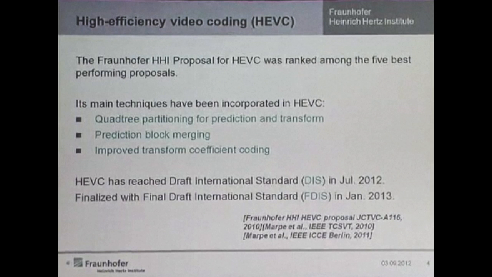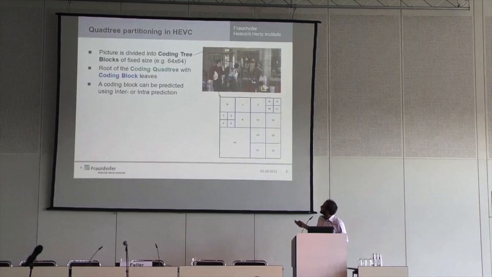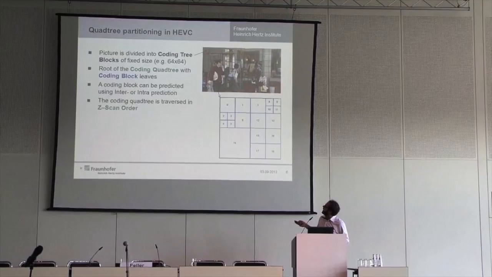So this is the well-known block flowchart of hybrid video coding, and I start with the block partitioning, which first subdivides the picture into blocks for further processing in prediction and transform, but I will go to that later. So the picture is divided into coding tree blocks, and the standard configuration is 64x64. The coding tree block is the root of a coding Quadtree. You see here, it's always divided into four equal parts, and so on. The leaves of this coding Quadtree are the coding blocks, and the coding block also defines the prediction mode, so whether it's inter-frame predicted or intra-frame predicted. The processing is in Z-scan order.